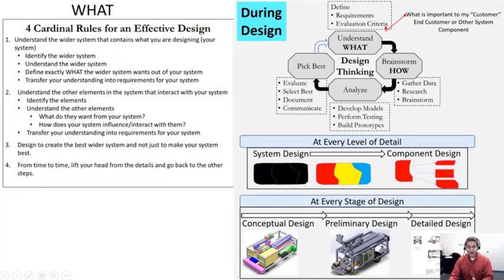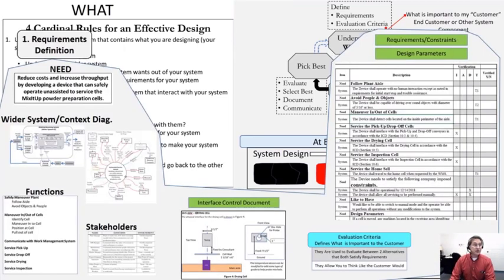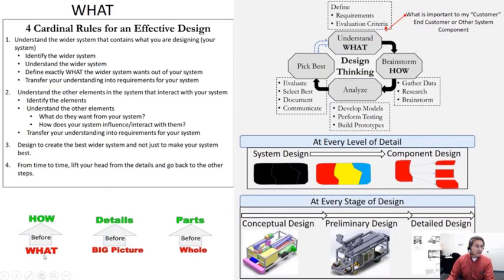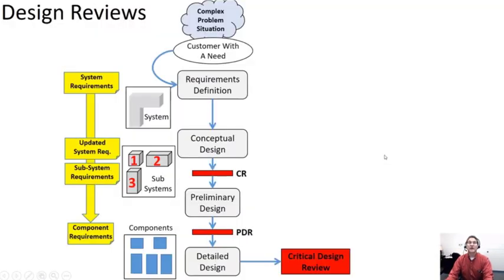You also want to remember when you're doing these designs, the four cardinal rules for design, we talked about those. The last one, from time to time, lift your head. When you're down doing strength analysis of this bolt, it's so easy to get lost, so stop. And a good thing to do is go back to these documents you created early on and let them give you that big picture. We also want to remember what before how, big picture before the details, be thinking of the whole before you just get lost in the parts. So just tips for while you're actually going through designing.